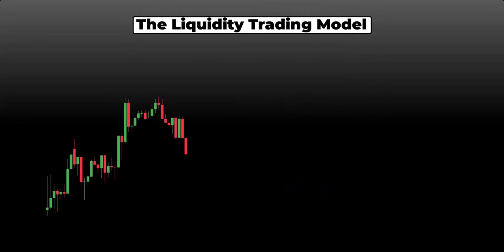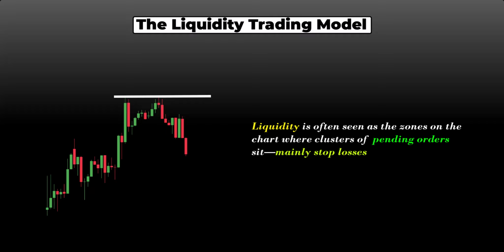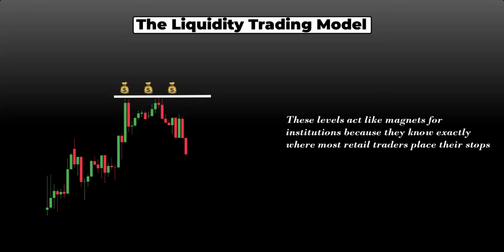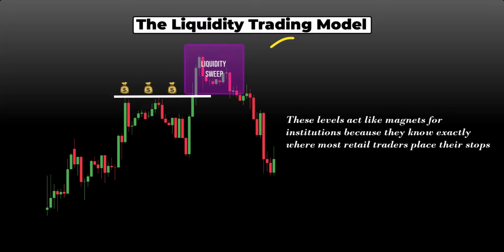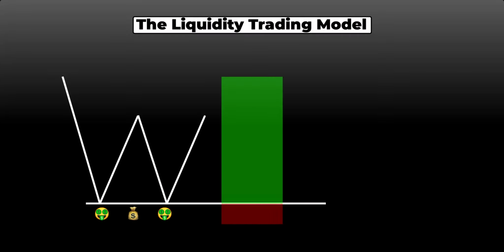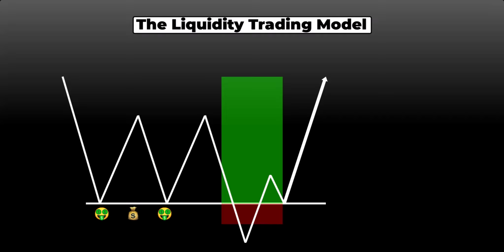Alright, the liquidity ICT model is one of the foundations of all smart money concepts. Liquidity is often seen as the zones on the chart where clusters of pending orders sit, mainly stop losses. These levels act like magnets for institutions because they know exactly where most retail traders place their stops, and they target them with precision. Here's a classic scenario. Let's say you entered a trade at the support. Then you put your stop loss just below it, the market dips, stops you out, and then shoots upward without you. That isn't random, it's a liquidity hunt.